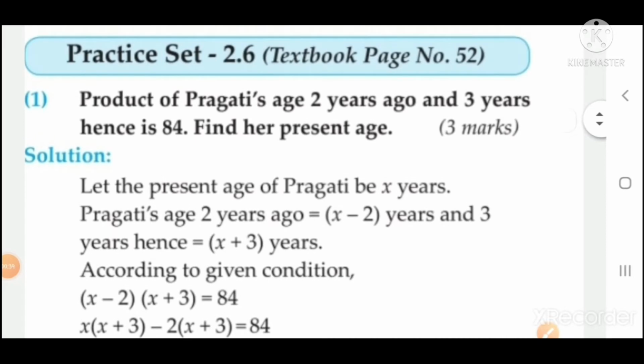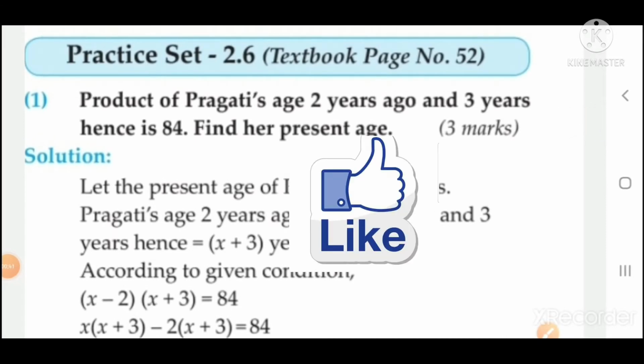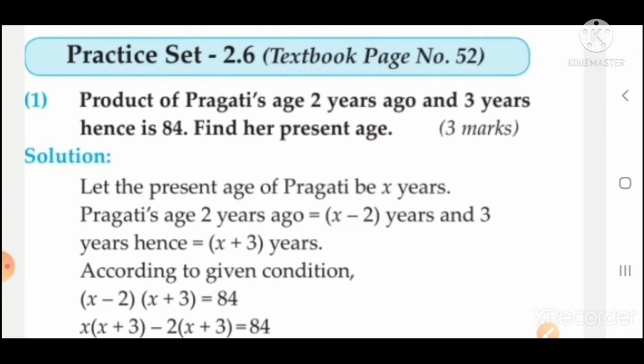This is practice set 2.6. Let us see the first sum. Product of Pragati's age 2 years ago and 3 years hence is 84. Find her present age. This kind of word problem you have solved in the 9th standard also, right?